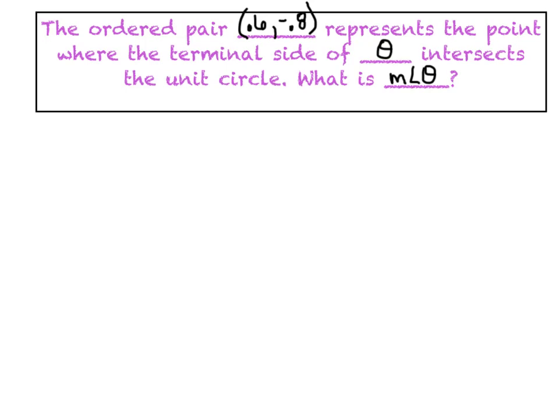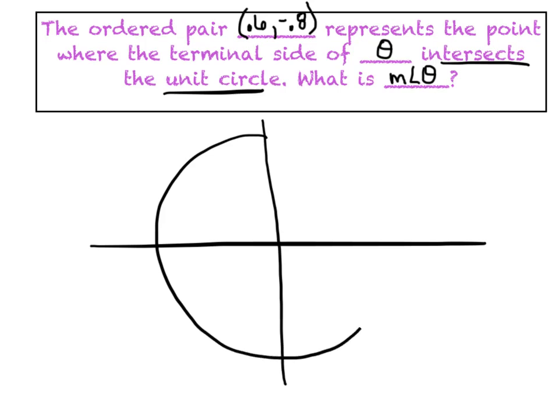Our third question here is almost exactly the same as the last problem, but it's worded a lot differently, and that's what I wanted to expose you to, the different wording. But it says this ordered pair, 0.6 comma negative 0.8, represents a point where the terminal side of theta intersects the unit circle. Okay, and that's the key, intersects the unit circle. And I want you to instantly start drawing. Okay, we've got our unit circle here, and we're going to kind of approximate where the 0.6 and the negative 0.8 are. We could say that we're going to the right 0.6 and then down 0.8, and it's going to be right there.